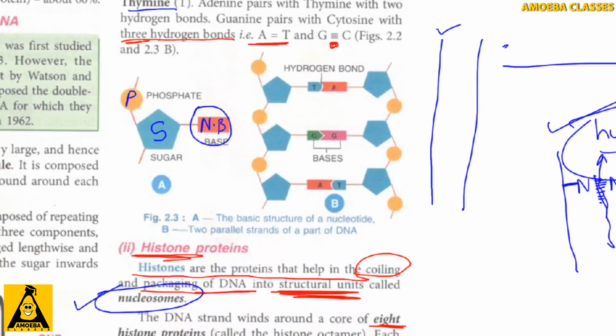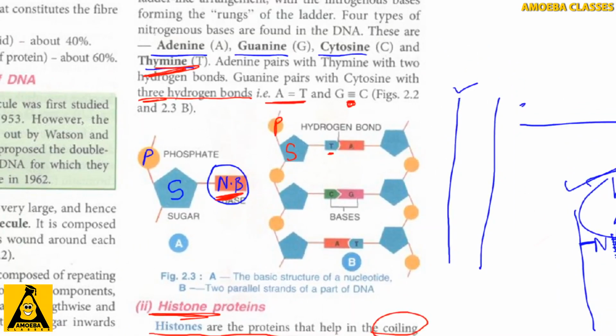Now the structure, see over here. Now you will understand it very properly. This is the phosphate, this is the sugar. Then comes the nitrogenous base, and over here the nitrogenous base is T, thymine. Thymine is bonded by a double hydrogen bond with adenine, and again adenine is bonded to the sugar, and the sugar is bonded to the phosphate.